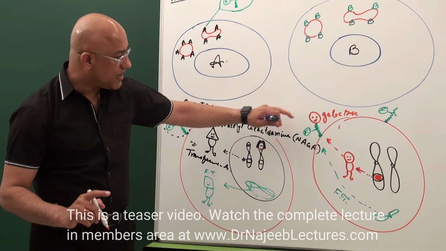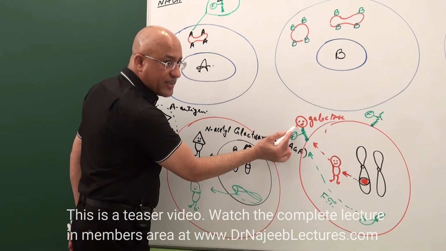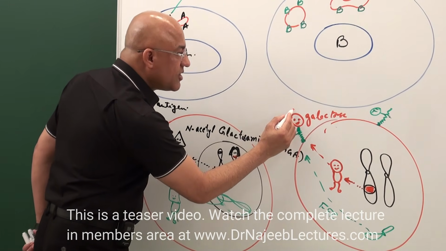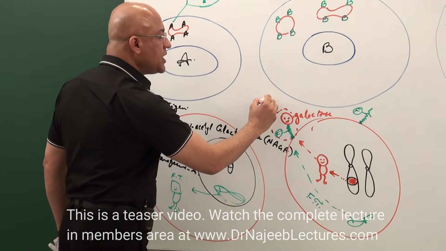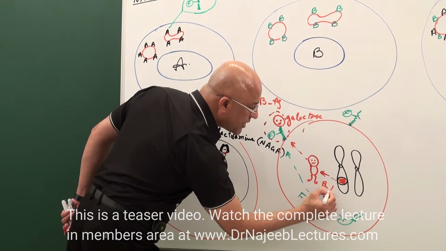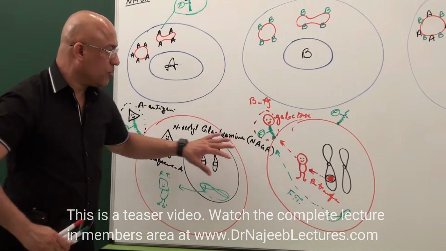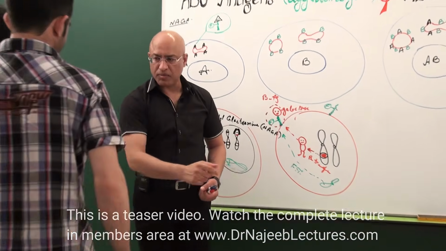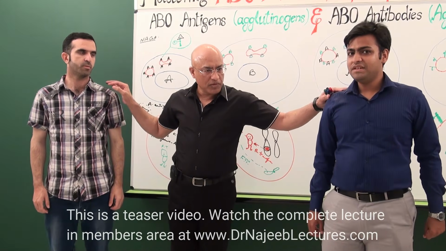That's right. Once galactose is added to the H substance, this is called B antigen. That is why this transferase is also called B transferase. Now let's compare both of these persons. Now we can compare. This is blood group A, this is blood group B.